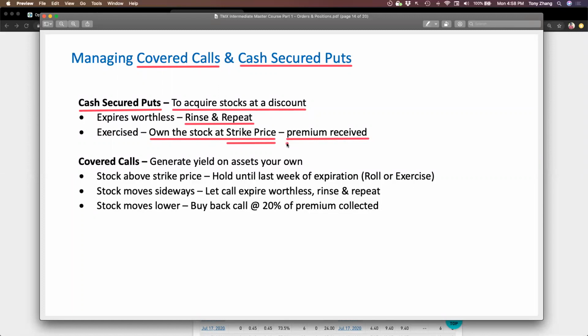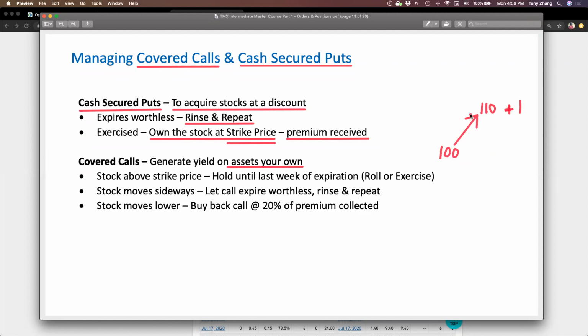When you sell a covered call, this is to generate yield on the assets that you own. When you sell a covered call, there are three possible outcomes. So you have a stock, let's say it's trading at $100, and maybe you sell the 110 covered call. So basically you own a stock at $100, and you're saying, if the stock rallies up to 110, I'll be happy to sell it at 110, and you're going to pay me some premium for it. So let's say you get paid $1 to sell this covered call.